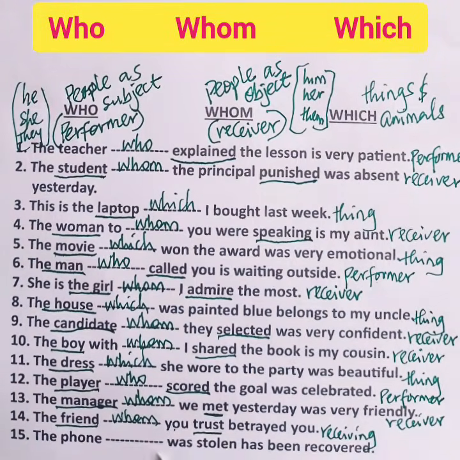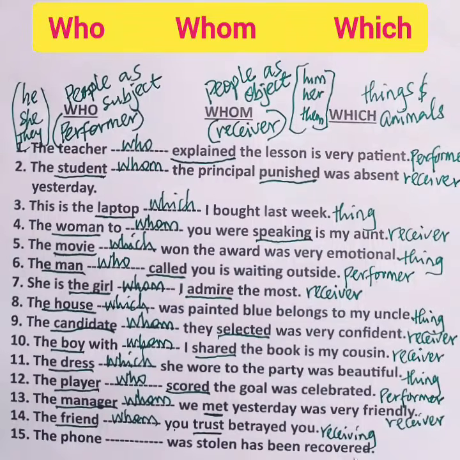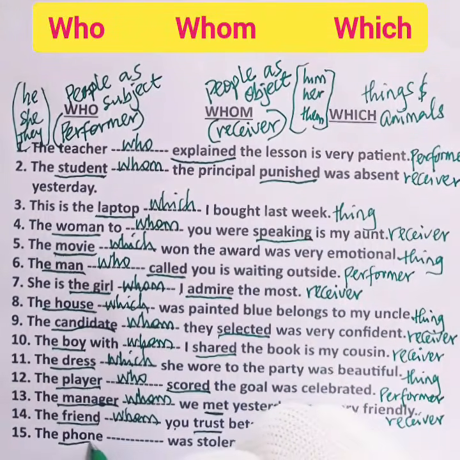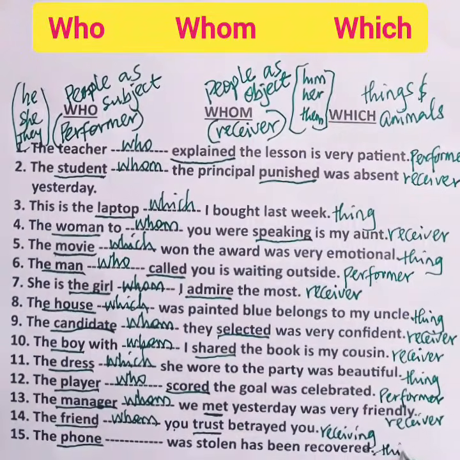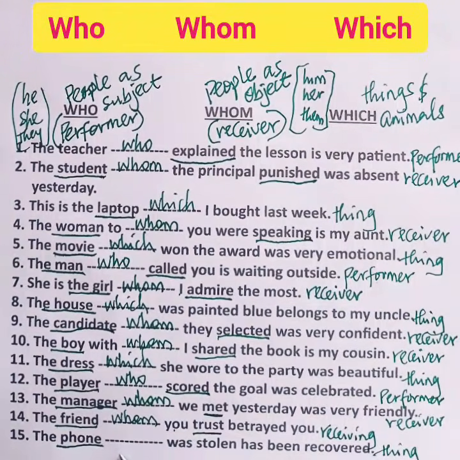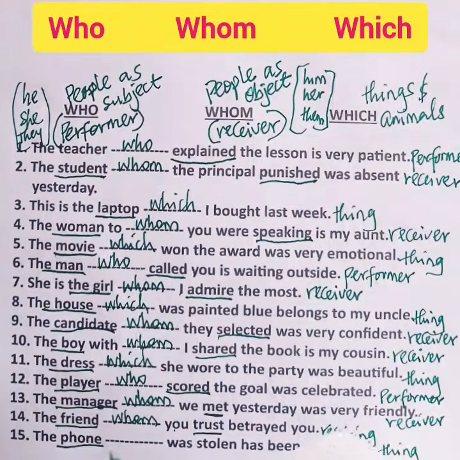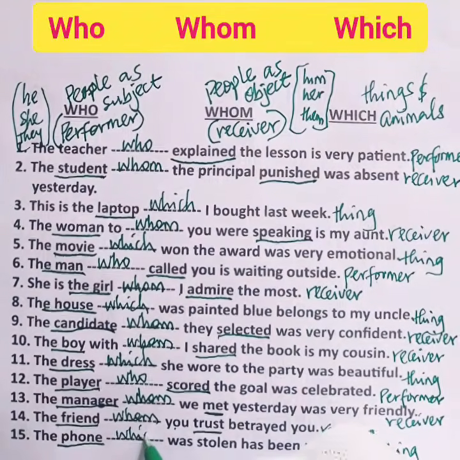15. The phone blank was stolen has been recovered. What is the key word here? Phone. Phone is not human, it is a thing. So you don't need to think twice. When it is not human, which is the correct word to use?